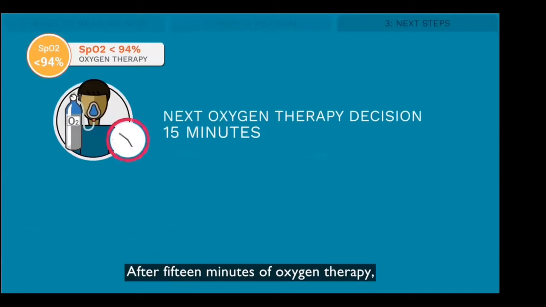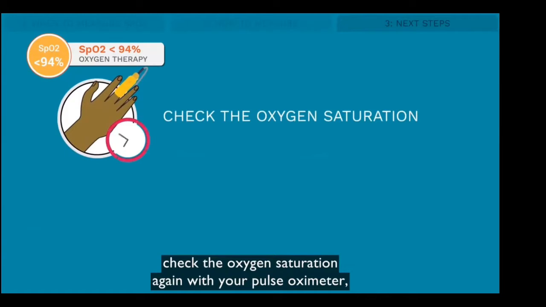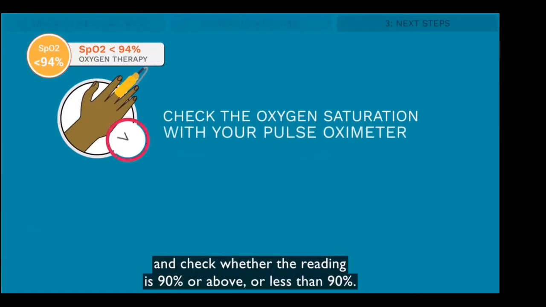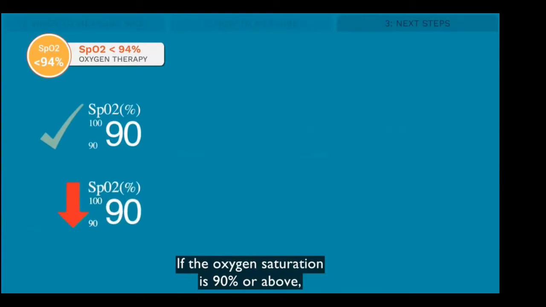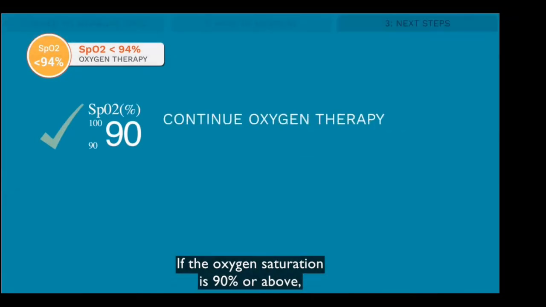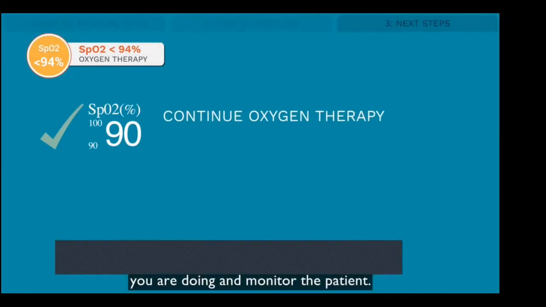After 15 minutes of oxygen therapy, check the oxygen saturation again with your pulse oximeter, and check whether the reading is 90% or above, or less than 90%. If the oxygen saturation is 90% or above, continue standard oxygen therapy as you are doing and monitor the patient.